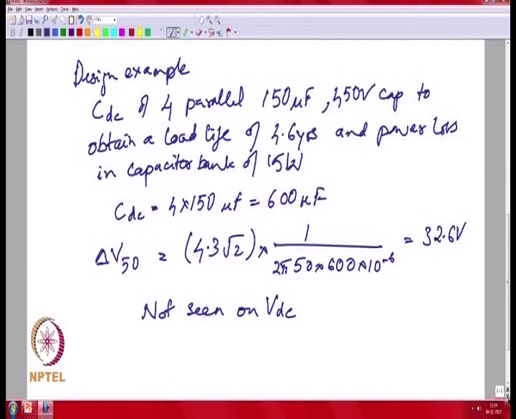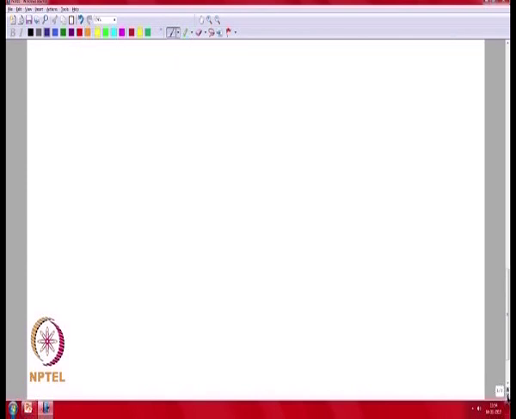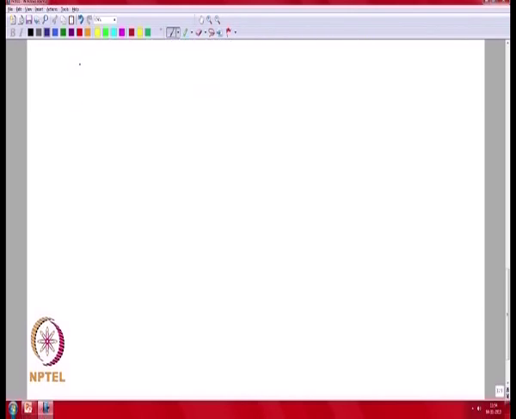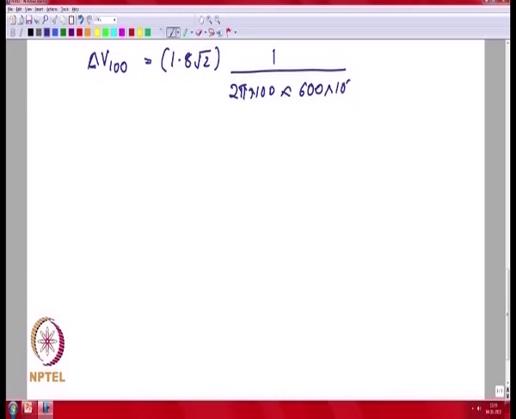If you look at the 100 hertz effect, we had 1.8 amps flowing through the capacitor times root 2 to get the peak. So, the impedance is 2 pi into 100 into 600 microfarads. So, it is 6.6 volts per capacitor bank.